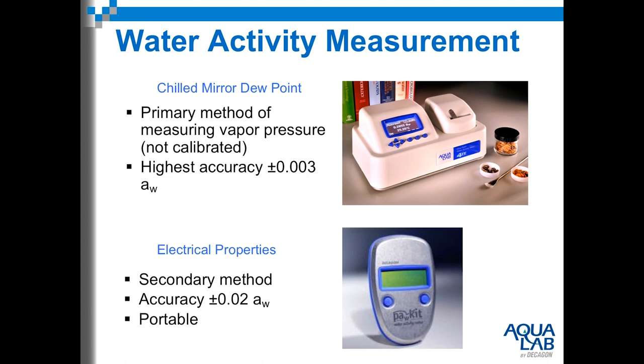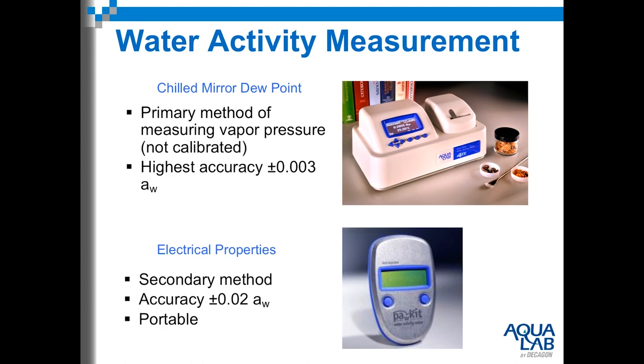So that's essentially what we're going to do in water activity instrumentation. There are a couple instruments I'm going to talk about that can be utilized to measure water activity. So there are two main options in terms of water activity instrumentation. One is going to be using a chilled mirror dew point methodology, and the other is using an electrical properties based sensor. So with the chilled mirror dew point, this is a primary method of measuring vapor pressure, meaning it's not calibrated. So we're directly calculating the vapor pressure based on the feedback from our sensors. So it's not a system where we actually monitor another property and relate that back, which would be a calibrated approach.